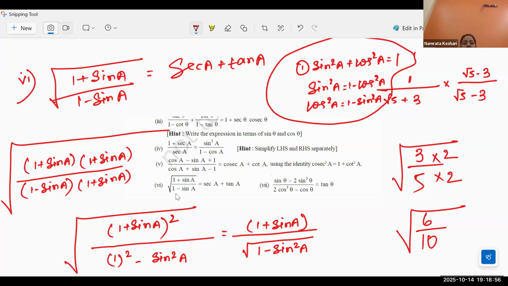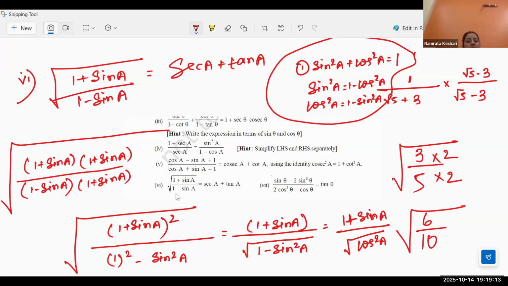Can you say? So when we have 1 minus sine square in the denominator, can I write it as cos square by using identity number 1? Yes or no? Yes, ma'am.